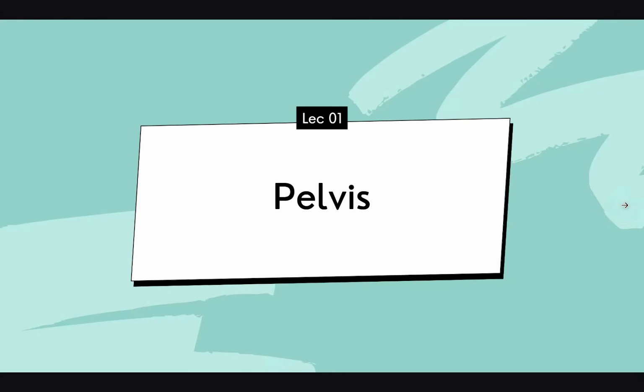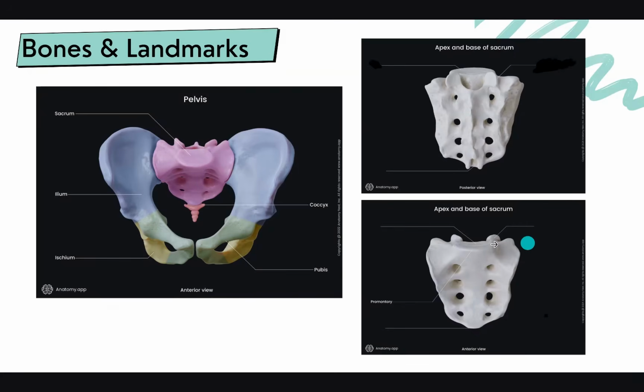Okay, so the first lecture is pelvis. In pelvis, what you need to know is what the pelvis is made up of. It's made up of three big bones. We have the sacrum, the coccyx, and the pelvic bone. Now, the pelvic bone is divided into three bones. We have the ilium, which is the blue one, and then we have the pubis and the ischium.